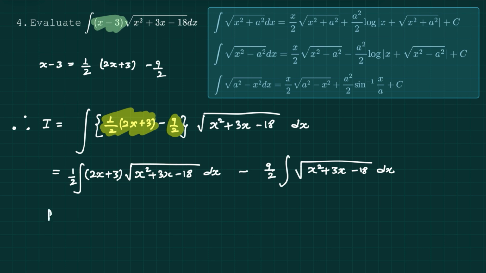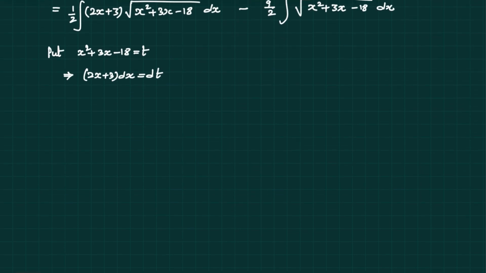For the first part, we will assume the quadratic, that is x square plus 3x minus 18, to be t, and differentiating we have (2x plus 3) dx equals dt. And for the second integral, we will make that quadratic into the sum or difference of perfect squares. So this equals 1 by 2, the first integral, that is square root of t, and (2x plus 3) dx is dt.